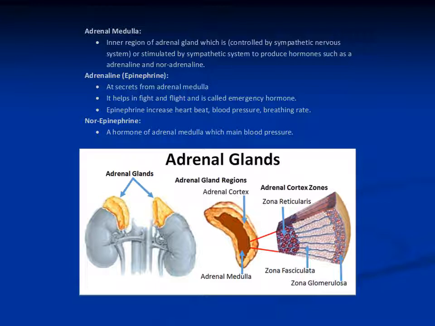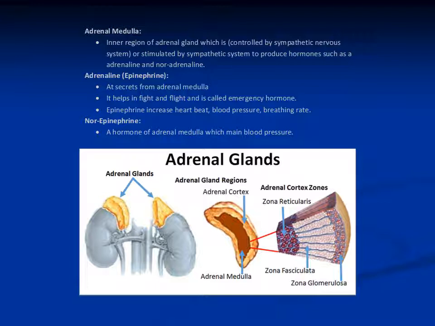Now let's start the adrenal medulla. The adrenal medulla is the inner region of the adrenal gland which is stimulated by the sympathetic nervous system to produce hormones such as adrenaline and noradrenaline. Adrenaline is also known as epinephrine and noradrenaline is known as norepinephrine. These two hormones are collectively known as catecholamines. Why are they known as catecholamines? Because they are amines in nature.